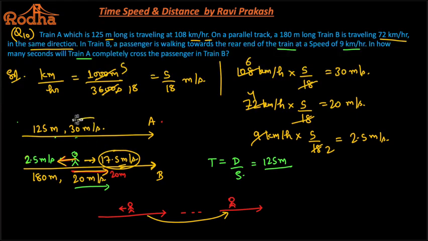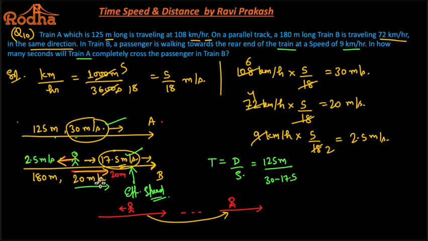The train is crossing at the rate of 30 meter per second, right? So what is the speed here? When two bodies are running in the same direction, their speeds are subtracted. So it should be 30 minus 17.5, right? 30 is the train's speed, and 17.5 is the person's effective speed. It is the effective speed of the person, because he is also moving at 2.5.